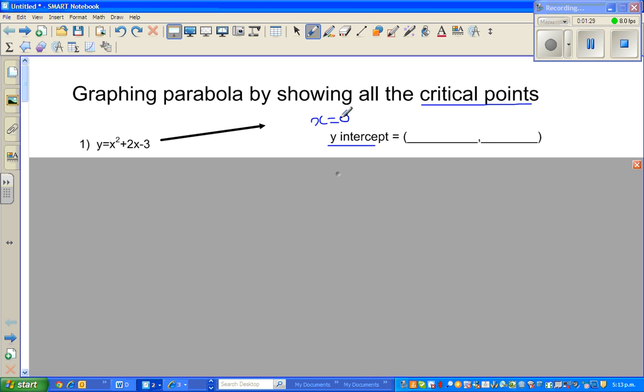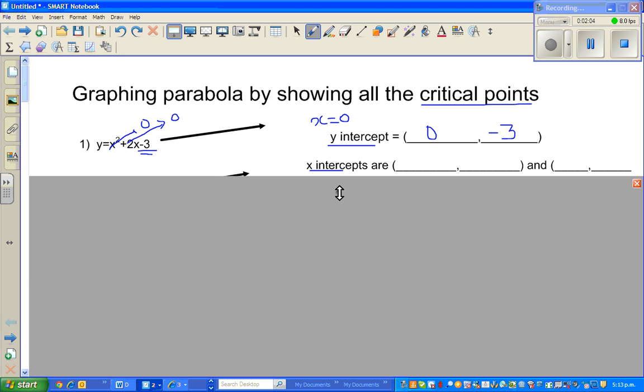So if x is equal to 0, this becomes 0, and this also becomes 0. So when x is 0, this is 0 plus 0 minus 3. So the y-intercept is minus 3. If you want to write it as a Cartesian coordinate point, this is (0, -3). So your y-intercept will be (0, -3).